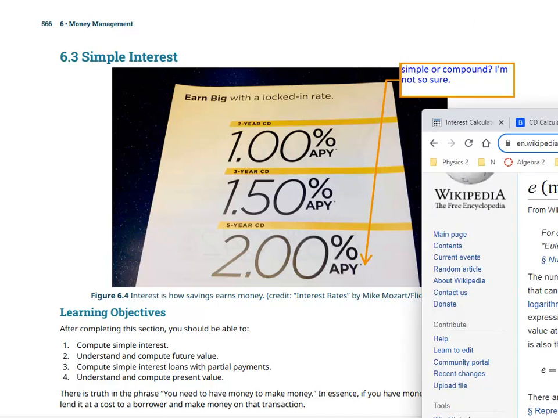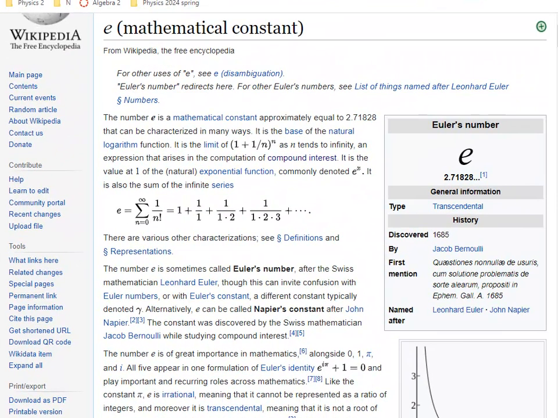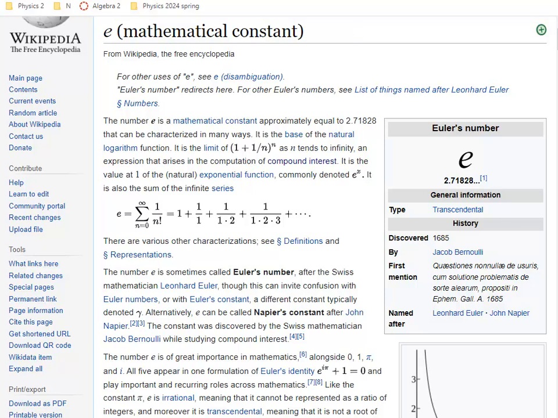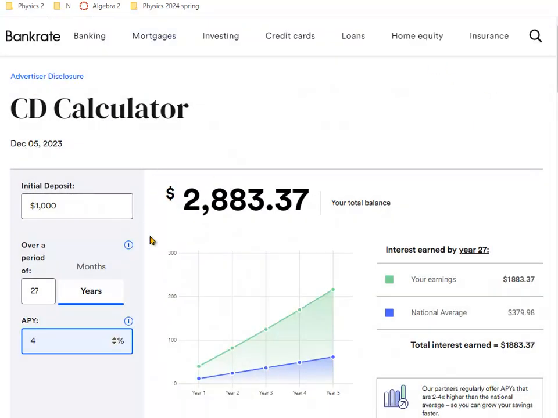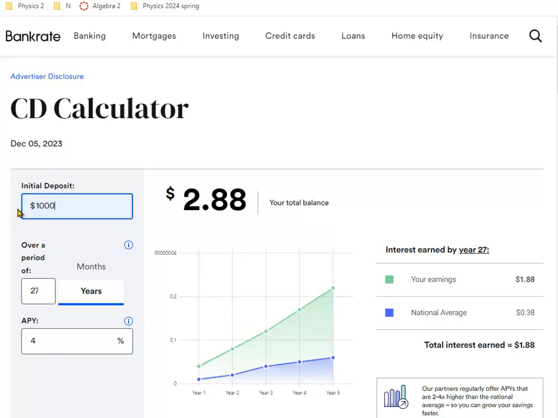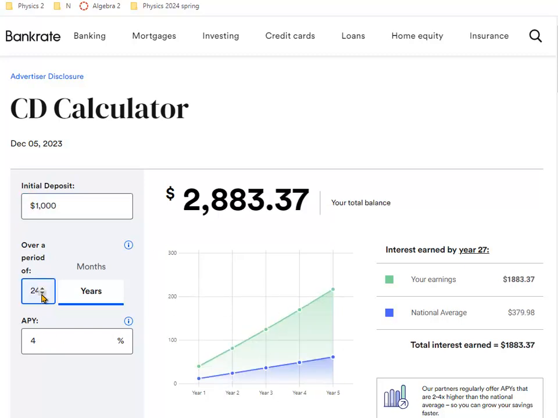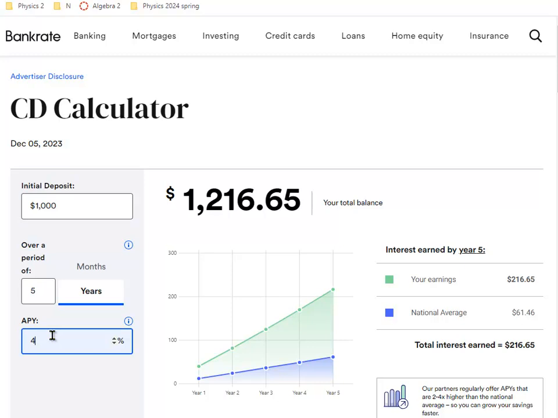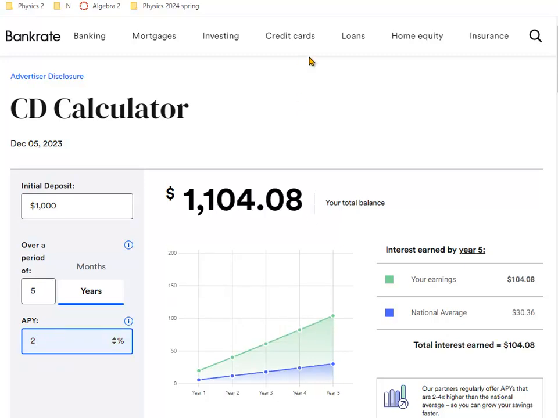Well, I did find, of course, a CD calculator somewhere here. And I'm going to put $1,000 in there. Okay, that's actually already there. And then I'm going to put here, it's at 5 years, right? So 5, getting there. There we go, 5 years. And 2%, it says right there, APY. And it's not $1,100, it's $1,104.08. So this is actually compounded.